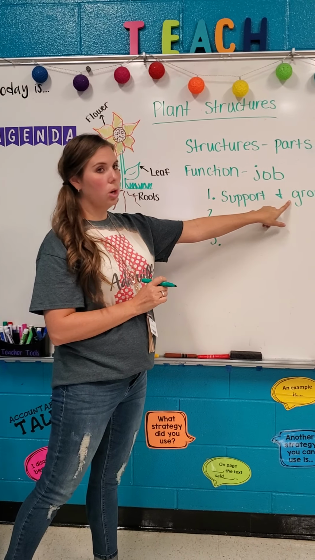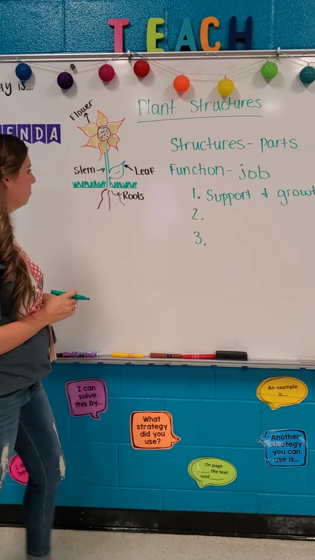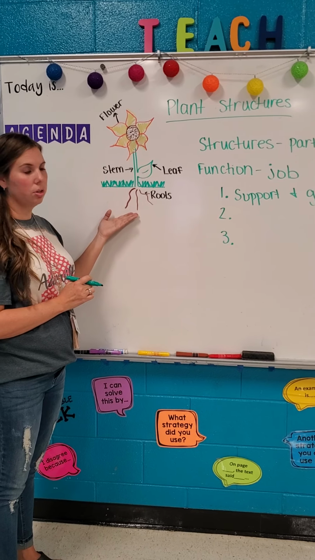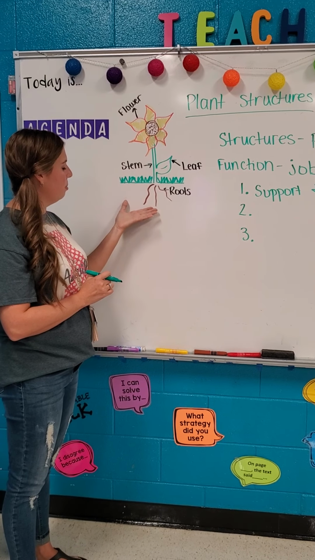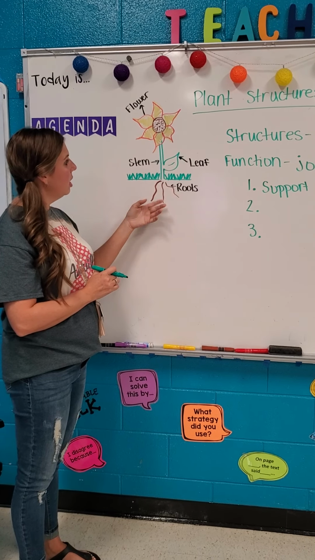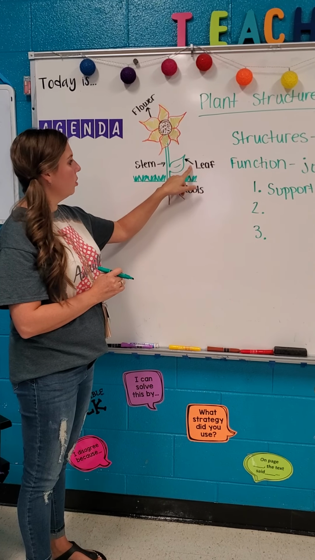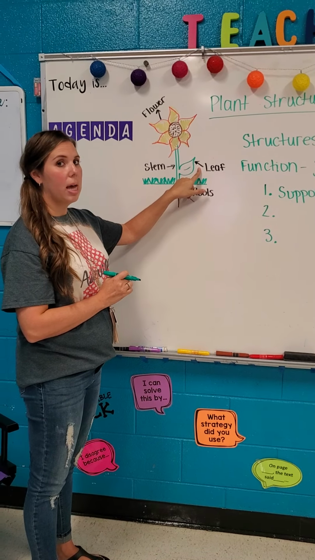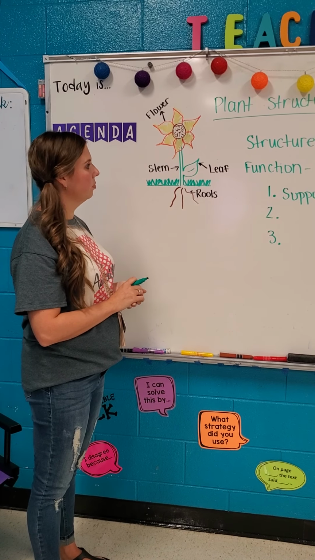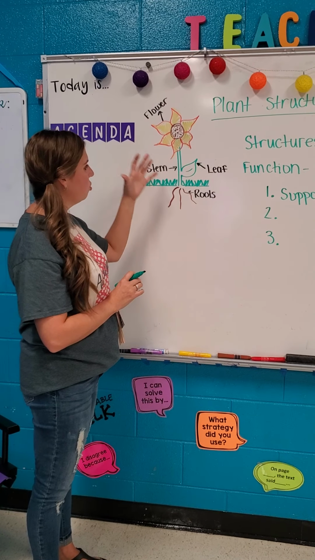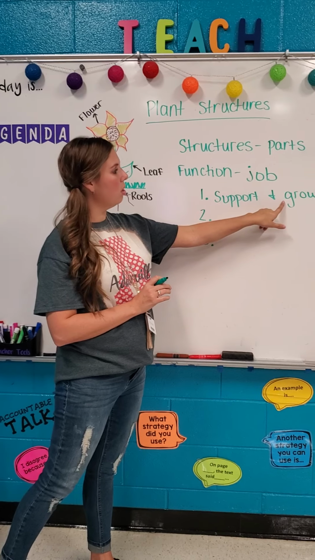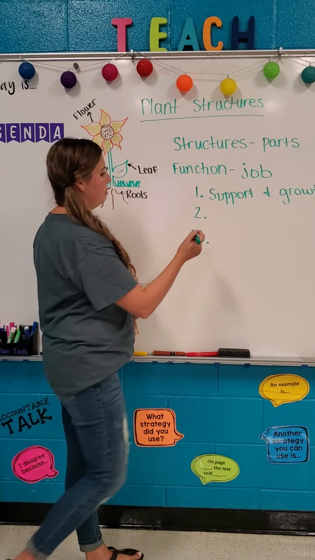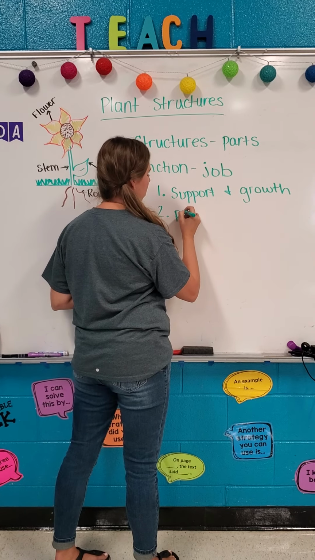Which ones help it to grow? Well, it has to have roots to grow because it has to soak up the water and the nutrients. And it also needs its leaf, or leaves, because that's where plants make their food. And we're going to learn all about that process later. So if the structure is not for support or growth, then it might be for protection.